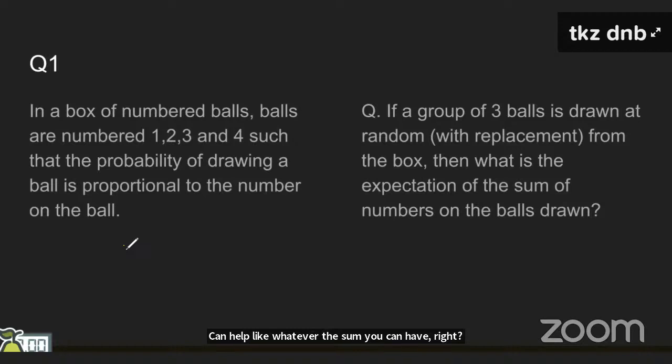What is the expectation of the sum? You can have the sum as 3, 6, 9, 12, or any number which can be made from 1, 2, 3, and 4, right? Then what is the expectation? In statistics, we always focus on the common thing, like the mean or variance. So here also we are doing the same thing. If you are choosing 3 balls with replacement, then what will be the expectation of the sum of the numbers? So we are calculating the mean of that.